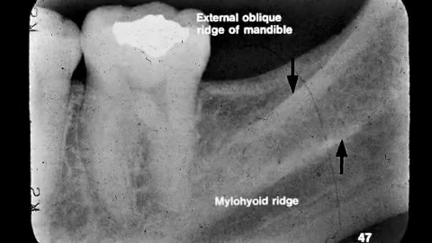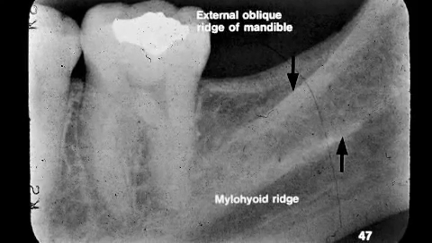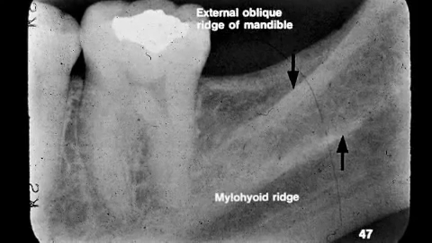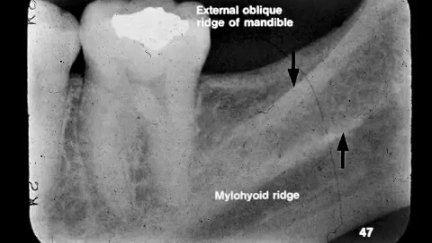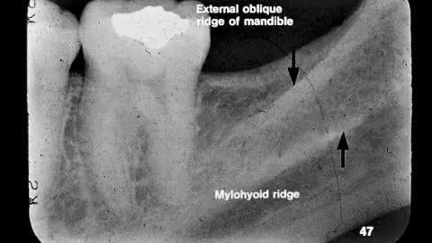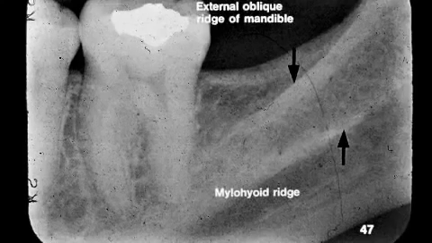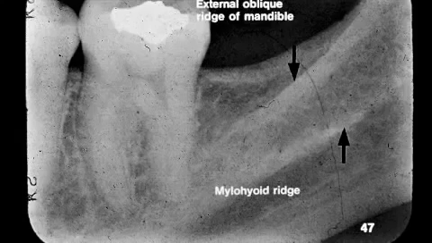Two radiopaque landmarks, the external oblique and the mylohyoid ridge, or in dental radiography we can call it the internal oblique lines, are shown. The external oblique is always superior or above to the mylohyoid ridge. Sometimes we only see one of these, and if we see one, it is most likely the external oblique ridge that we will see.